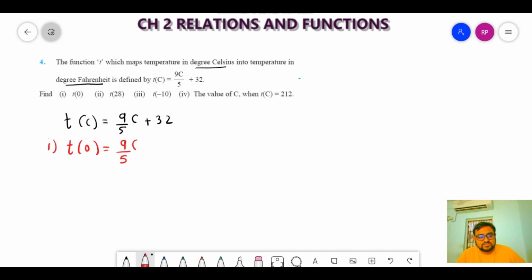Instead of this C, I will put a bracket, plus 32. Here it was C, so I get C. Here it is 0, so I will put 0. So 9/5 into 0 is 0, plus 32 will be equal to 32. So that means 0 degrees Celsius is equal to 32 degrees Fahrenheit. Clear? So note down the first question of question number 4.